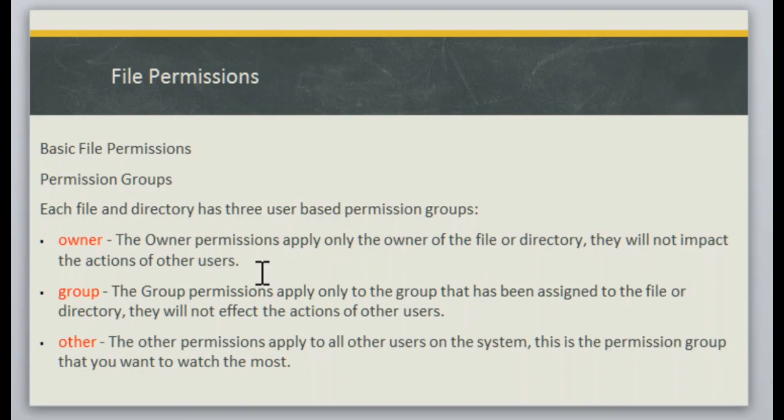Next, we have the group. The group permissions apply only to the group that has been assigned to the file or directory. They will not affect the actions of other users. Finally, we have other. The other permissions apply to all other users on the system. This is the permission group that you will want to watch the most. So if someone isn't a part of the owner, isn't a part of the group, then they're going to be other. Okay?